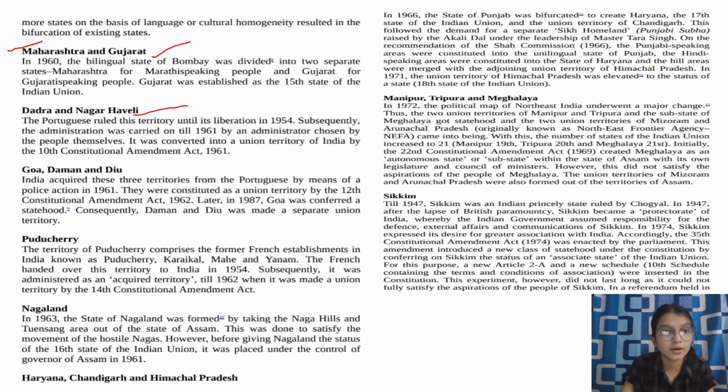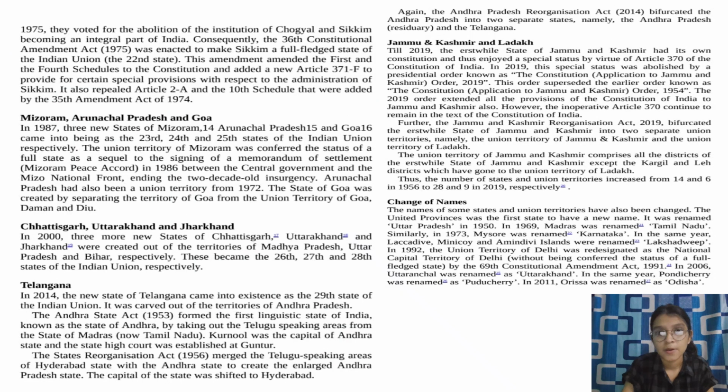Then we have Dadra and Nagar Haveli, Goa, Daman and Diu, Pondicherry, and Nagaland. Earlier Nagaland was also a part of Assam. Then we got Nagaland separately. Then we have Haryana, Chandigarh, and Himachal Pradesh. Then Meghalaya, we have Sikkim. So these are all the states that got their individuality after Andhra Pradesh. We have Mizoram, Arunachal Pradesh, and Goa. Then we have Chhattisgarh, Uttarakhand, Jharkhand.